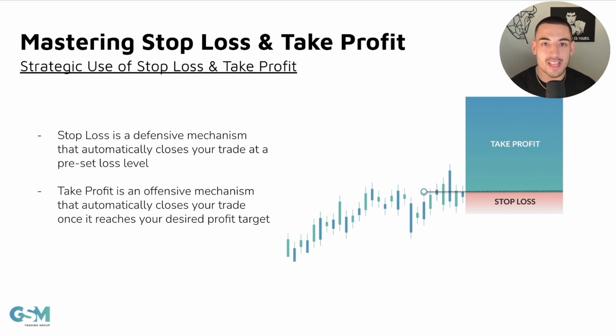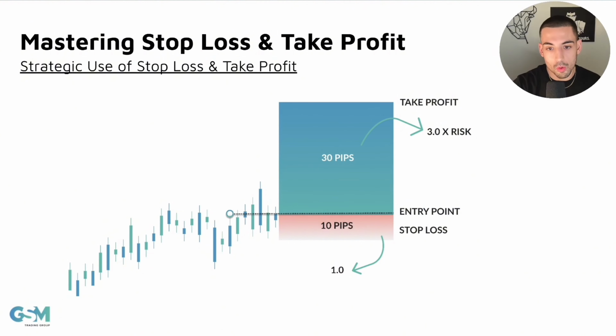You'll want to measure these stop loss and take profit levels based on pips. So you want to make sure that you understand this concept completely before moving on to the next level. Now, you also want to keep in mind something called risk to reward ratio. And this is basically comparing your take profit to your stop loss.